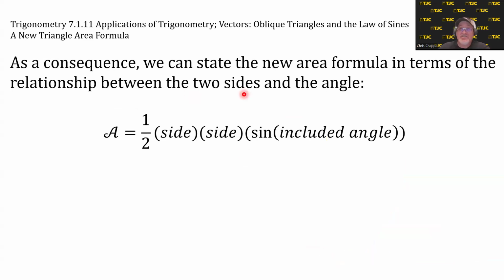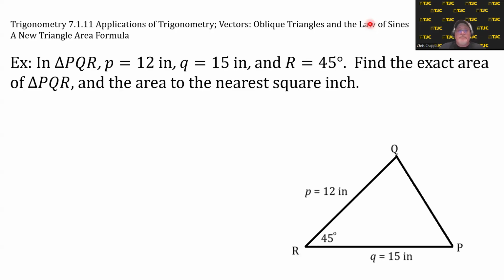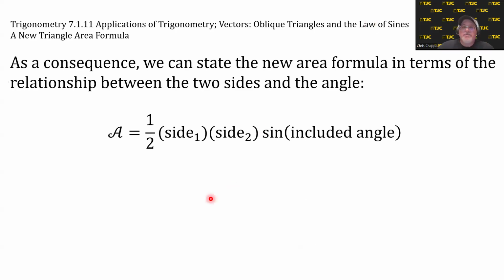And as a consequence, we can state the new area formula in terms of the relationship between the 2 sides and the angle. The area of a triangle is equal to 1/2 times one of the sides times another side, and maybe I should have subscripted those with 1s and 2s, so we'll do that real quick. All right, there we go. So the area of the triangle is 1/2 times the product of one side, a second side, and the sine of the included angle.